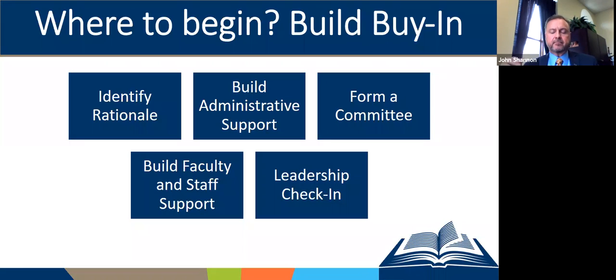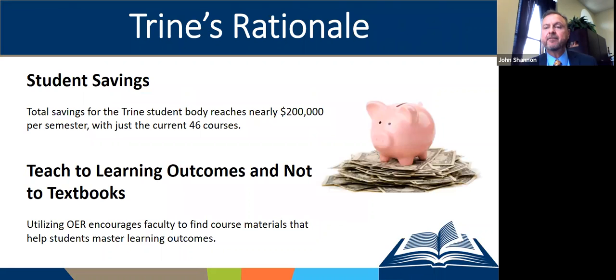So the first thing really that's probably the most important thing is to have a strong rationale for using OERs. And at Trine, it's really twofold. First, it's about saving money for students. We've calculated that with the 46 current courses that utilize OERs, we're saving students up to $200,000 a semester. That's a lot of money that they otherwise would have been paying for textbooks. So saving money was important.